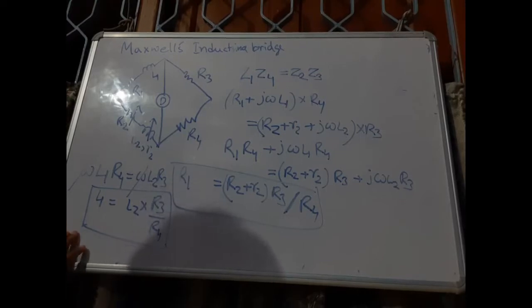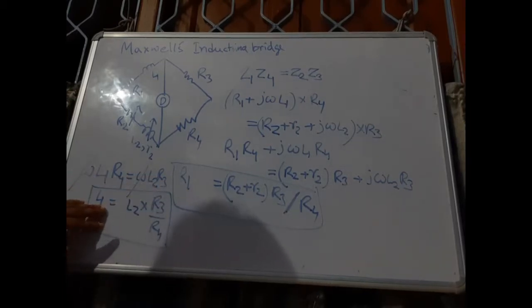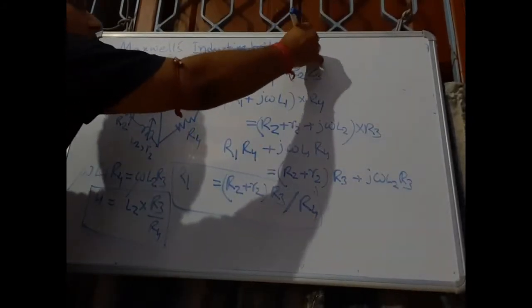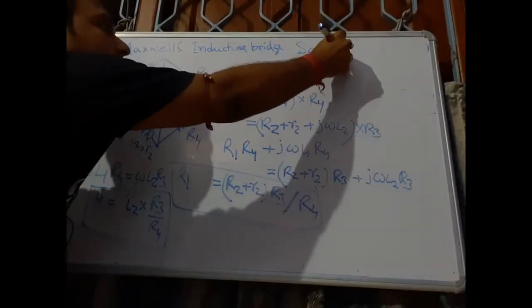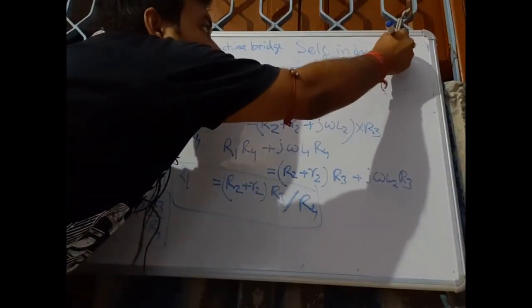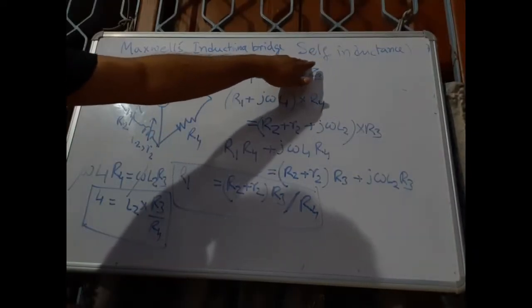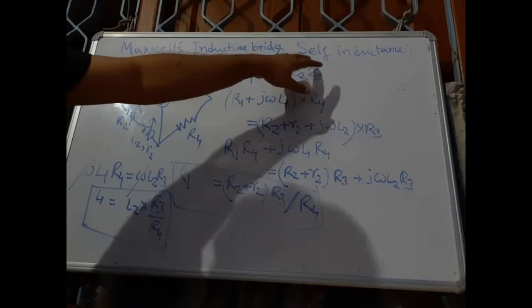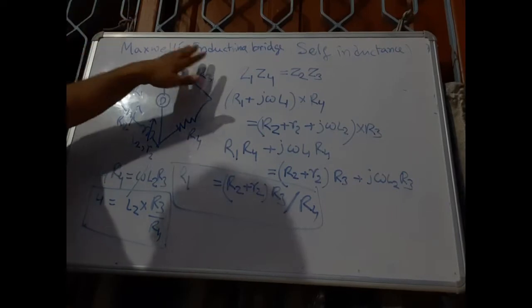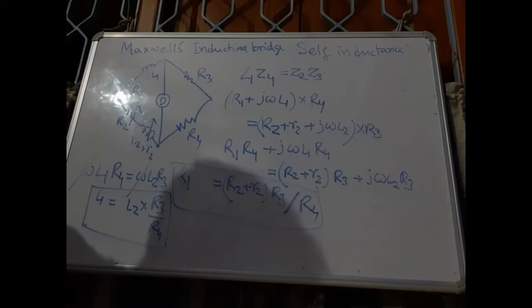So these L1 and R1 are unknown. Mainly we need to measure the self inductance, and this is measured for self inductance. This is very important because in many PSU exams we have a short question on the usage of various inductance bridges. So the Maxwell inductance bridge is for measuring the self inductance.